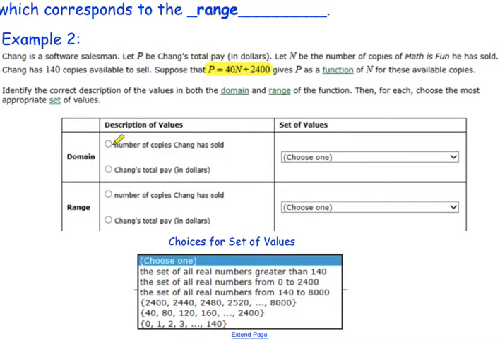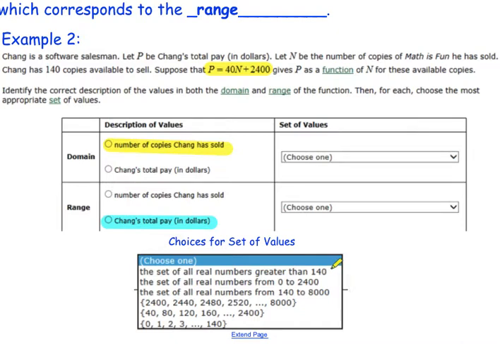So that means that our domain variable is the number of copies that he has sold, which means that our range variable has to be the other one, the output value, which would be his total pay. So the number of copies that he has sold determines his pay. Or in other words, his pay is dependent upon how many copies he can sell. Now down here, we have to determine which of these number sets represent the correct set of values that would work for our domain, for the number of copies that he has sold. So let's go through our options here before we pick.